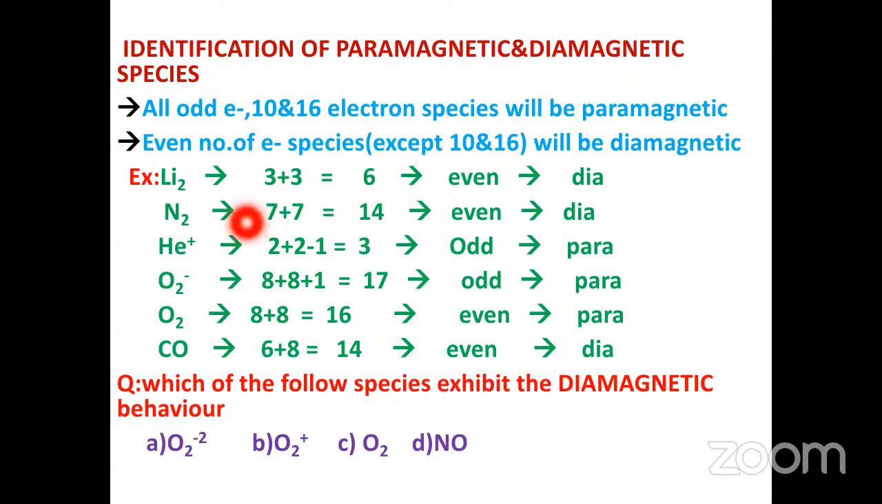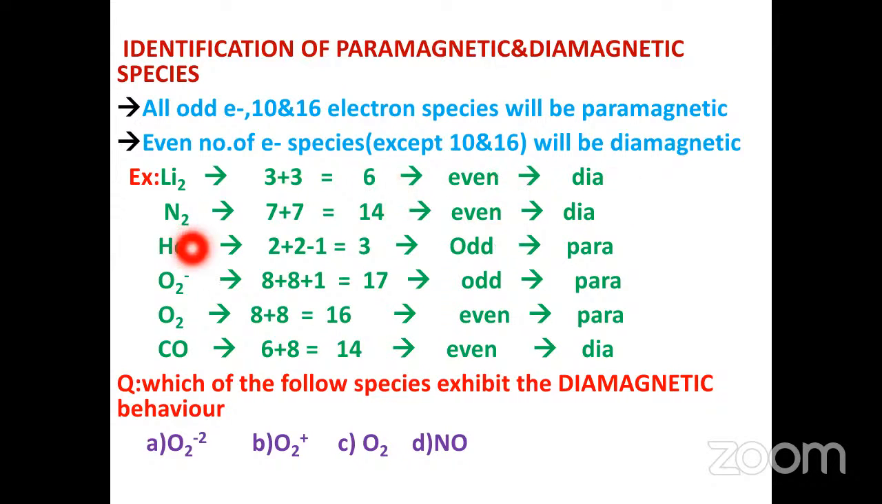For example, here this is the lithium molecule. It is formed by 2 lithium atoms. One lithium atomic number is 3 and another one is 3. So in total this lithium molecule has 6 electrons. 6 is an even number. So all even-electron species except 10 and 16 will be diamagnetic in nature. So the lithium molecule has 6 electrons, an even number, so it exhibits diamagnetic nature.